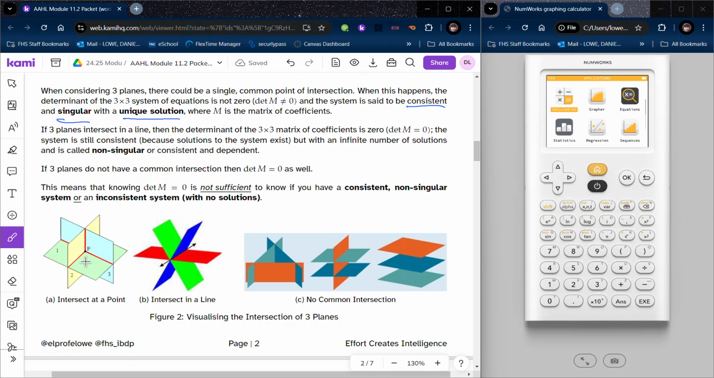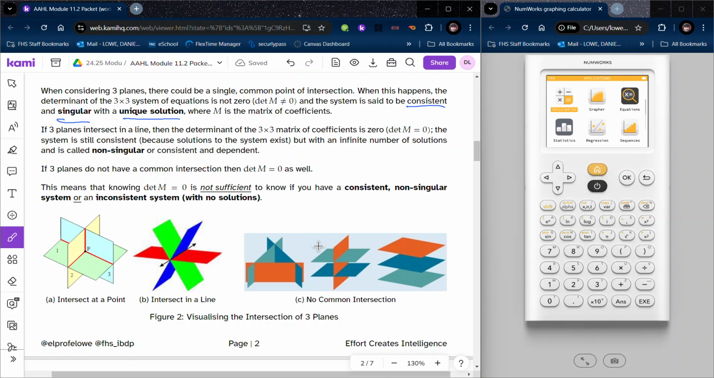If the three planes intersect in a line, as we see over here, then the determinant of the 3 by 3 matrix of coefficients is zero. The system is still consistent because there are solutions, but with an infinite number of solutions, and it's called non-singular. Or we say it's consistent and dependent, meaning my variables depend on each other.